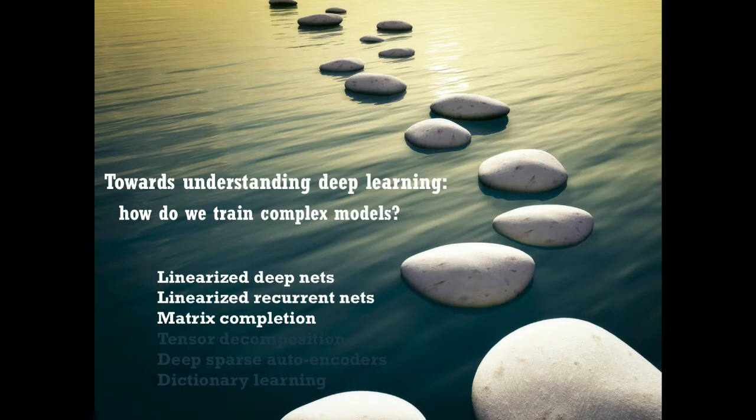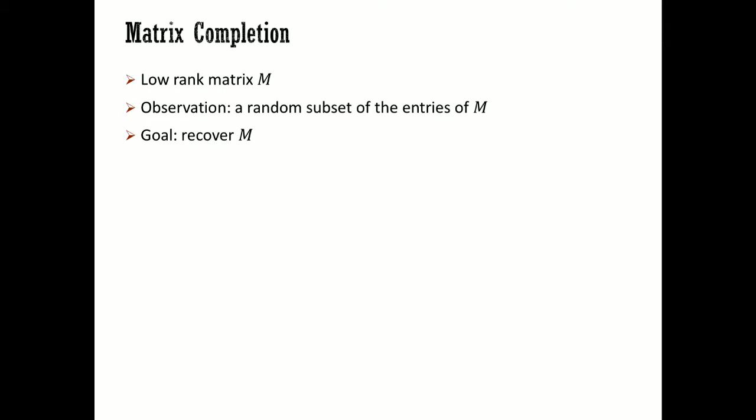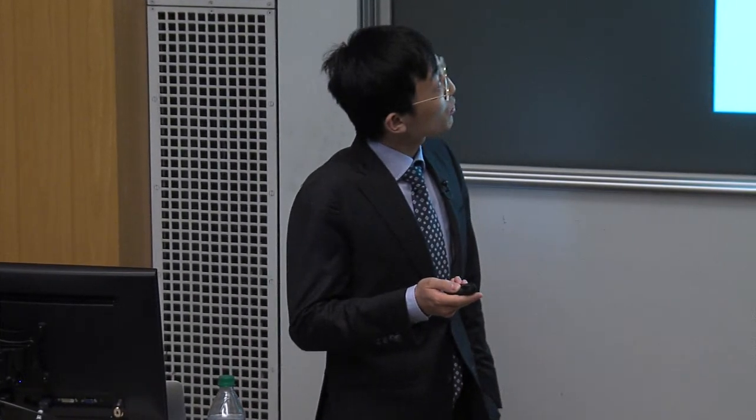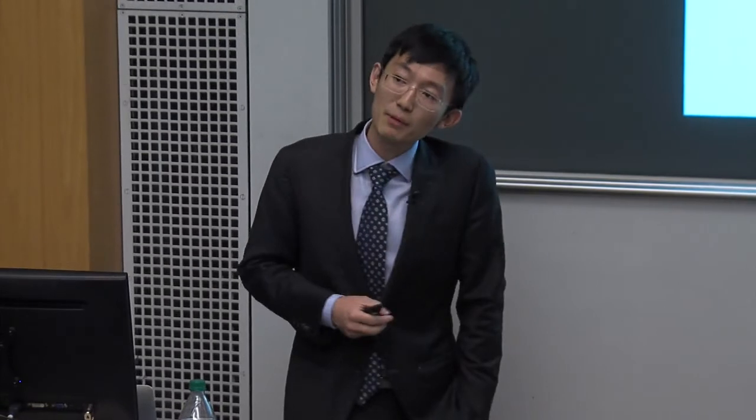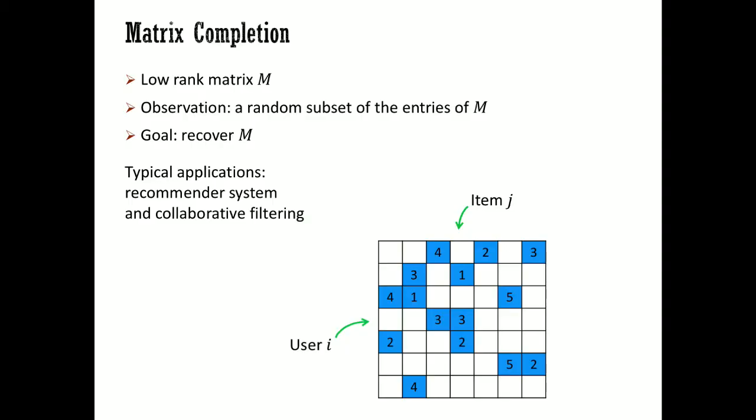Let me start with matrix completion. The setup is pretty simple. There is a low-rank matrix M. We only observe a random subset of the entries of this matrix M, and our goal is to recover the rest of the entries. This is a famous question in statistics and machine learning. The typical applications include recommender systems and collaborative filtering. For example, we have a user-item preference matrix, where each entry is user i's rating of item j. We can collect a few entries of this matrix, and our goal is to recover the rest of the ratings so that we can recommend the right items to the right users.